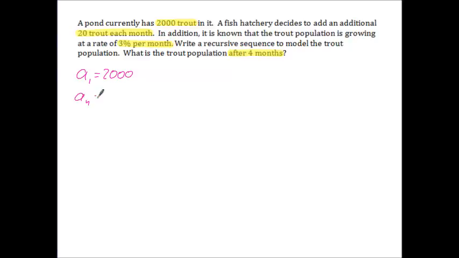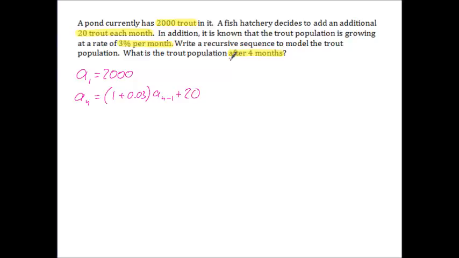A sub 1 is 2,000. And now we need to establish our rule. A sub n is equal to 1 plus 0.03 times a sub n minus 1. And that is the part that takes care of our monthly growth at 3%. And then we also add a fixed number of 20 each month. That's how we get a sub n. And we need to start with a sub 1 to find each subsequent term.